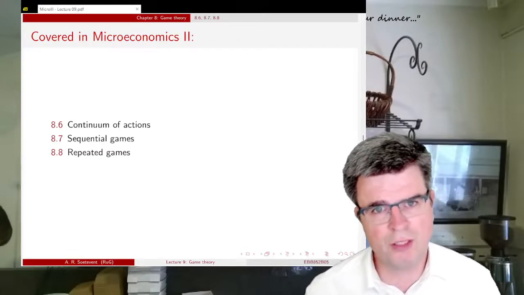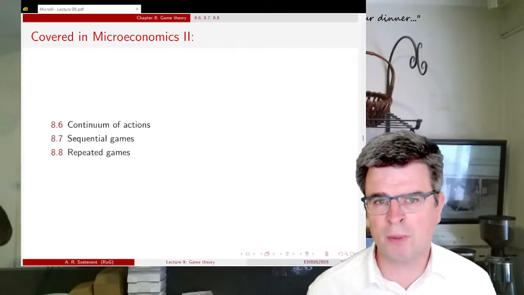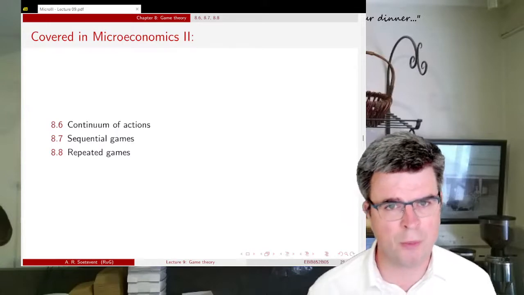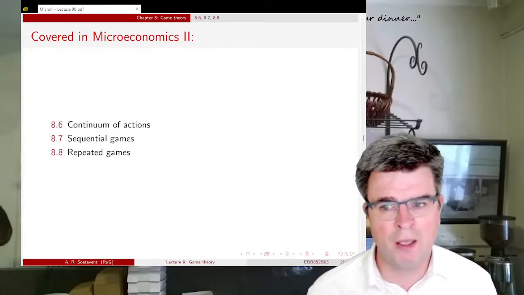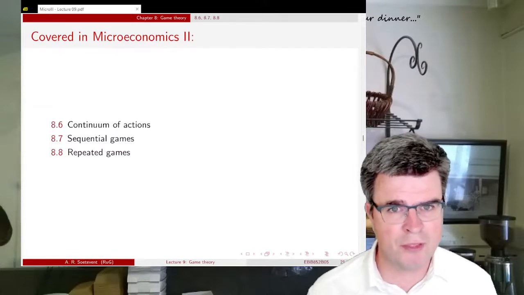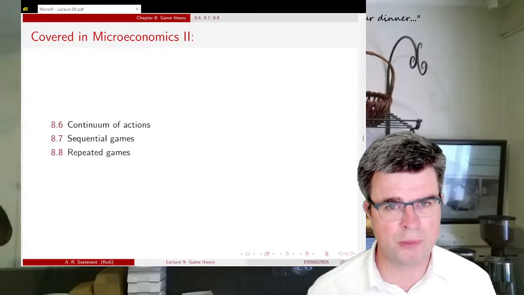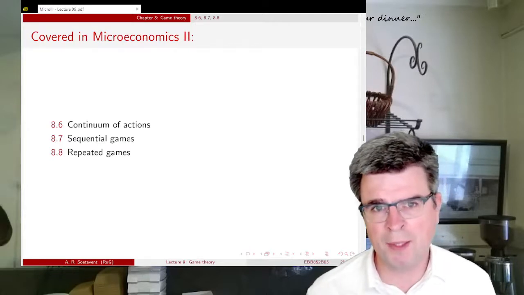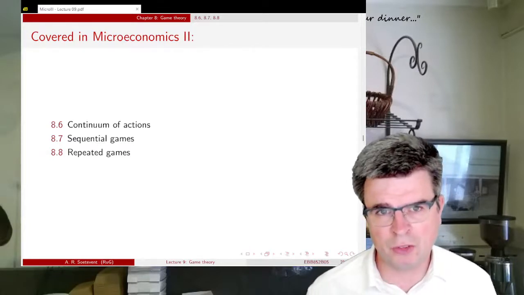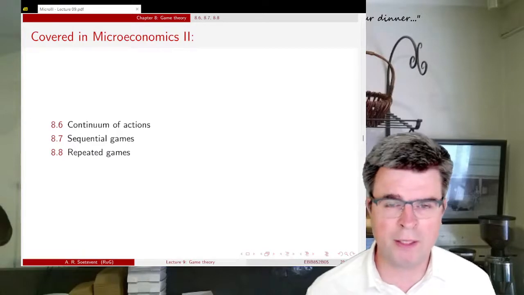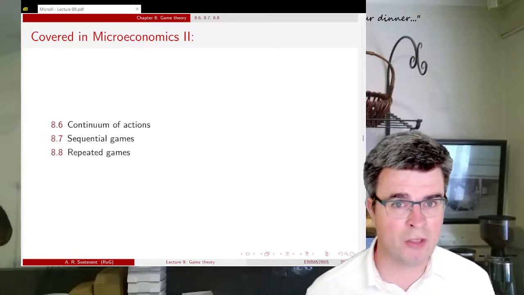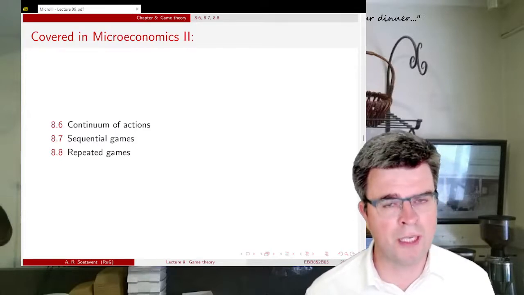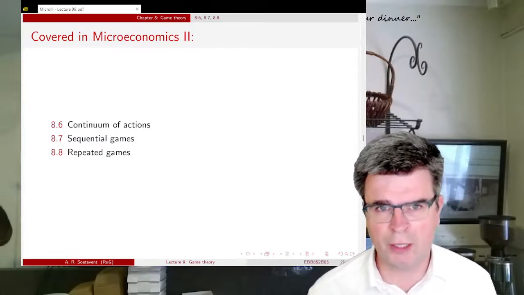So you have a continuous action space, for example, if you need to choose a price, or as a firm when you need to choose a quantity. Section 8.7 deals with sequential games. So what if players do not choose simultaneously at the same time, but the action of player 1 is followed by the action of player 2. And player 2, in deciding, can take into account what he or she has observed player 1 doing.